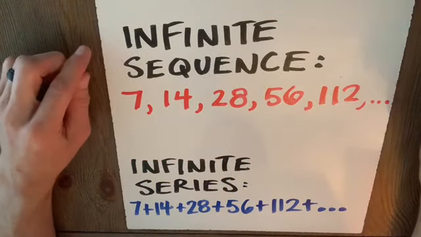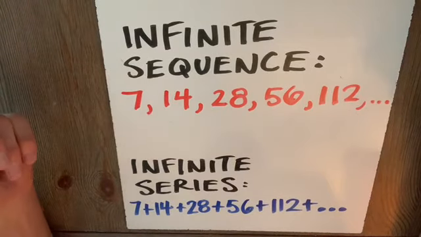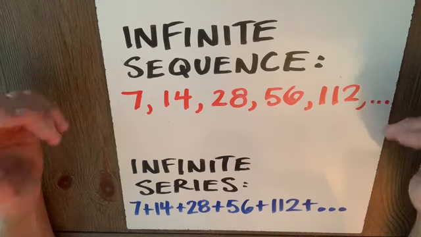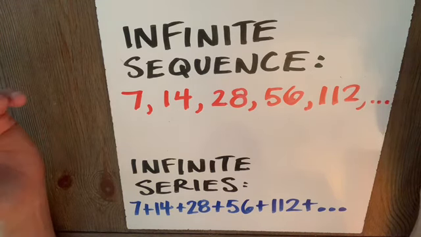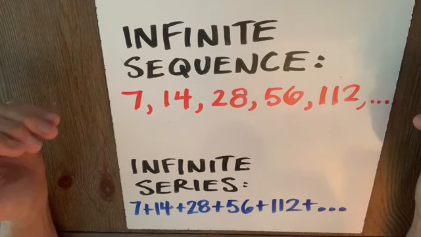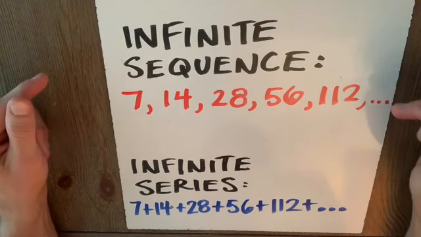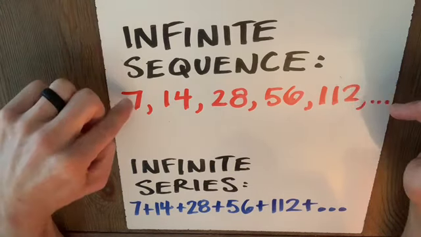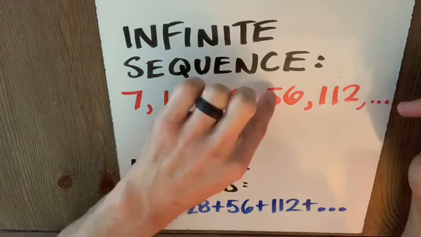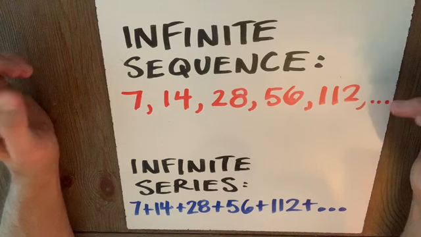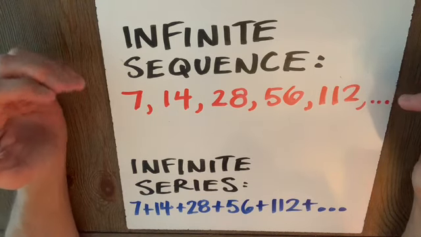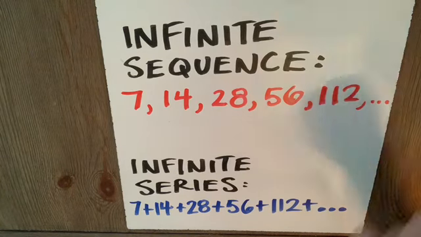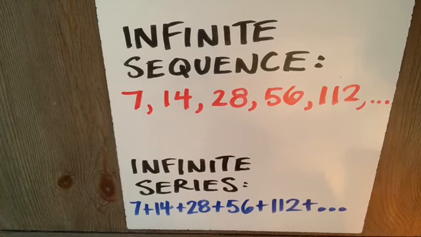Here's an example of an infinite sequence. 7, 14, 28, 56, 112. Not too hard to use a recursive formula, which would say take the previous term and multiply it by 2. So the next term, if I'm taking this, multiply by 2, multiply by 2, multiply by 2, multiply by 2, I'll get 224. And then the next term would be 448, etc., etc. You can see the numbers will get astronomically big very quickly.